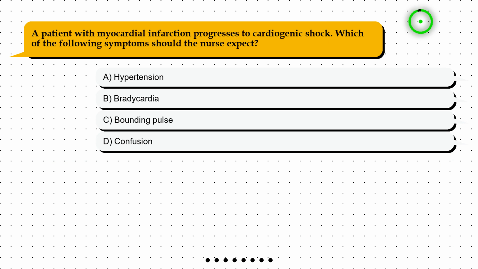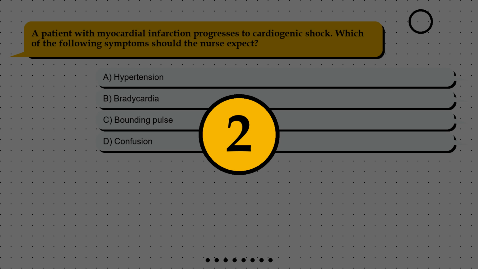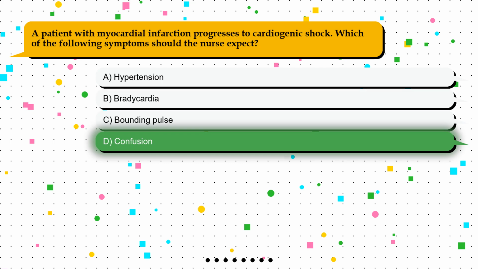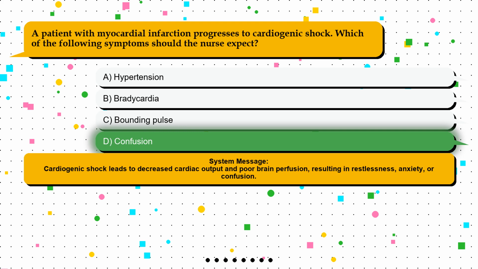Question 7. A patient with myocardial infarction progresses to cardiogenic shock. Which of the following symptoms should the nurse expect? Option A, hypertension. Option B, bradycardia. Option C, bounding pulse. Option D, confusion. The correct answer is option D, confusion. Cardiogenic shock leads to decreased cardiac output and poor brain perfusion, resulting in restlessness, anxiety, or confusion.